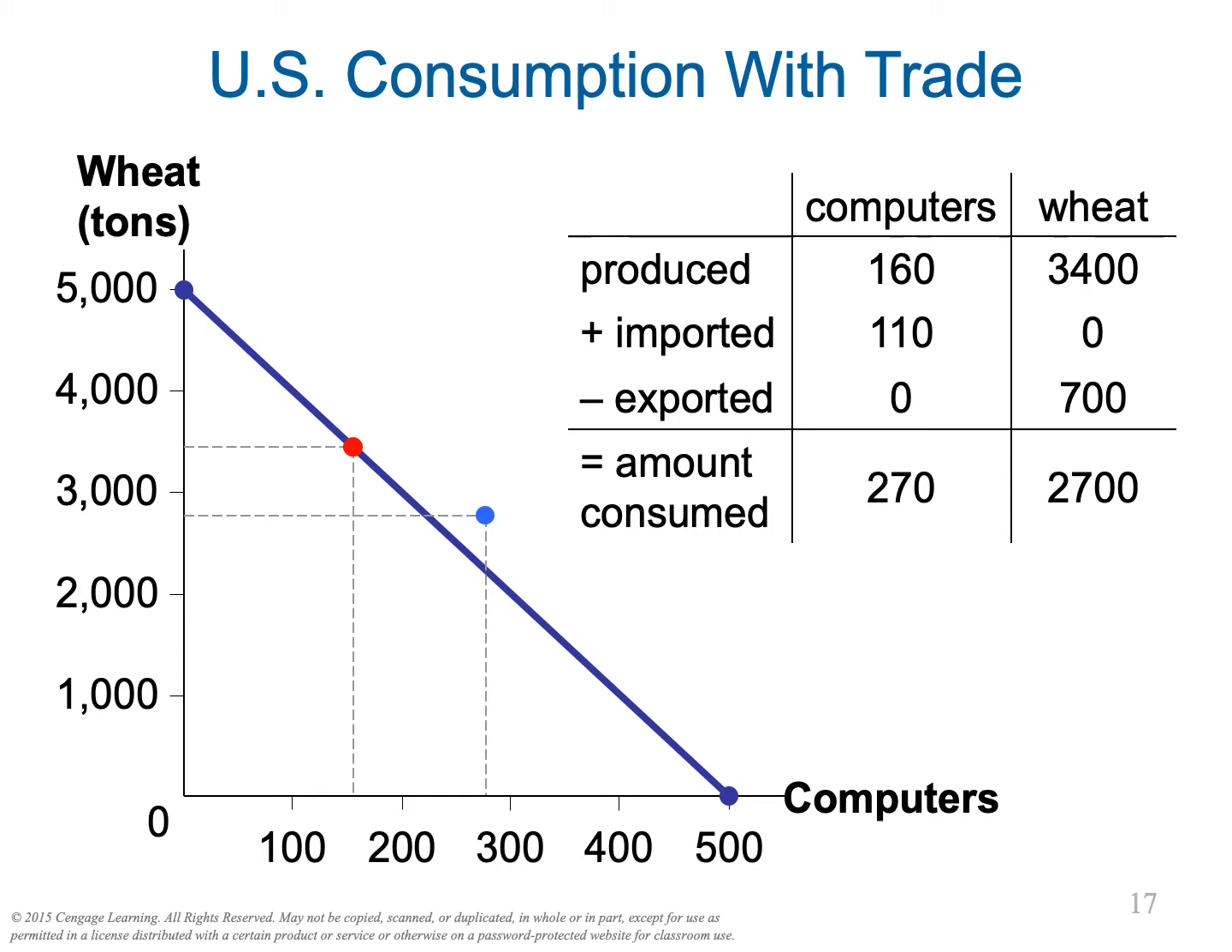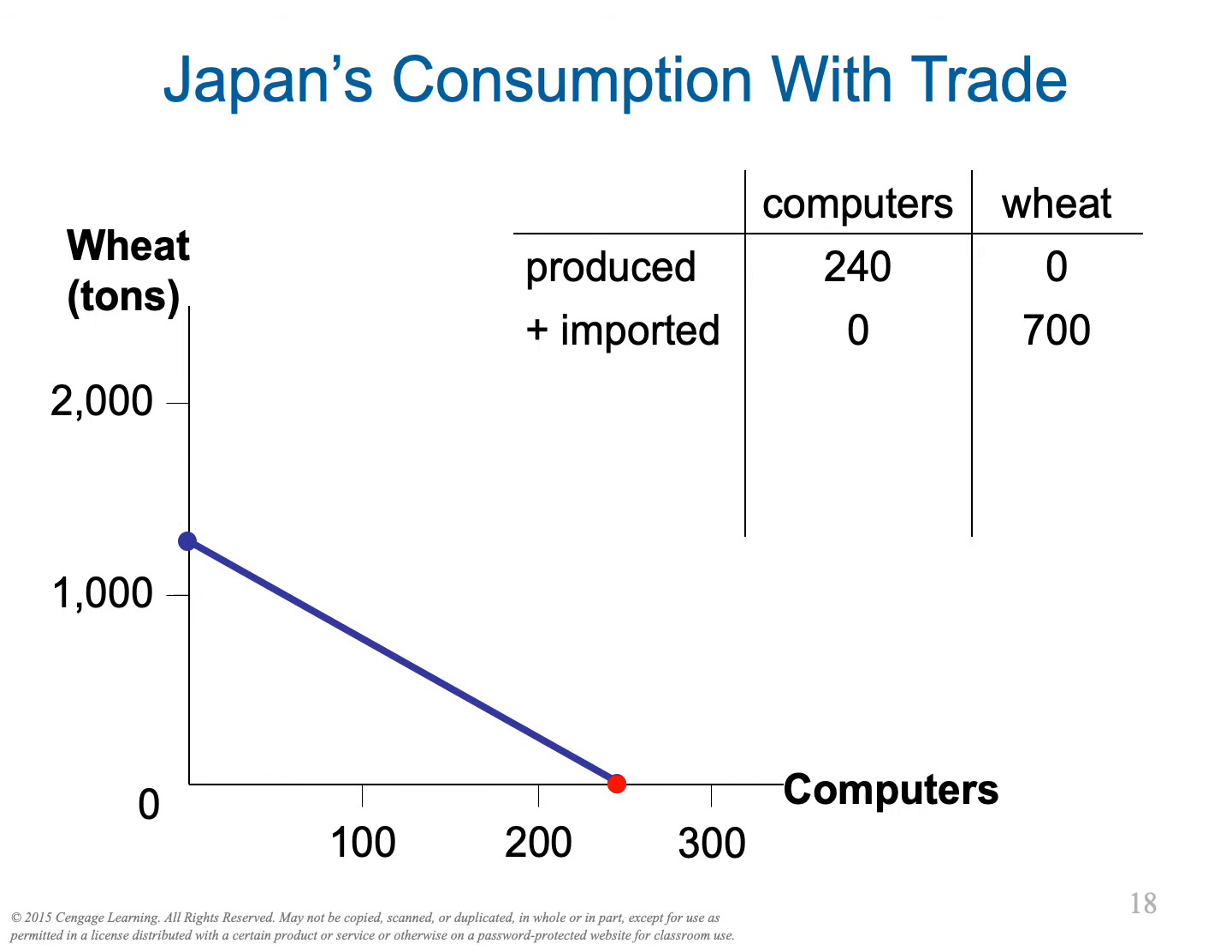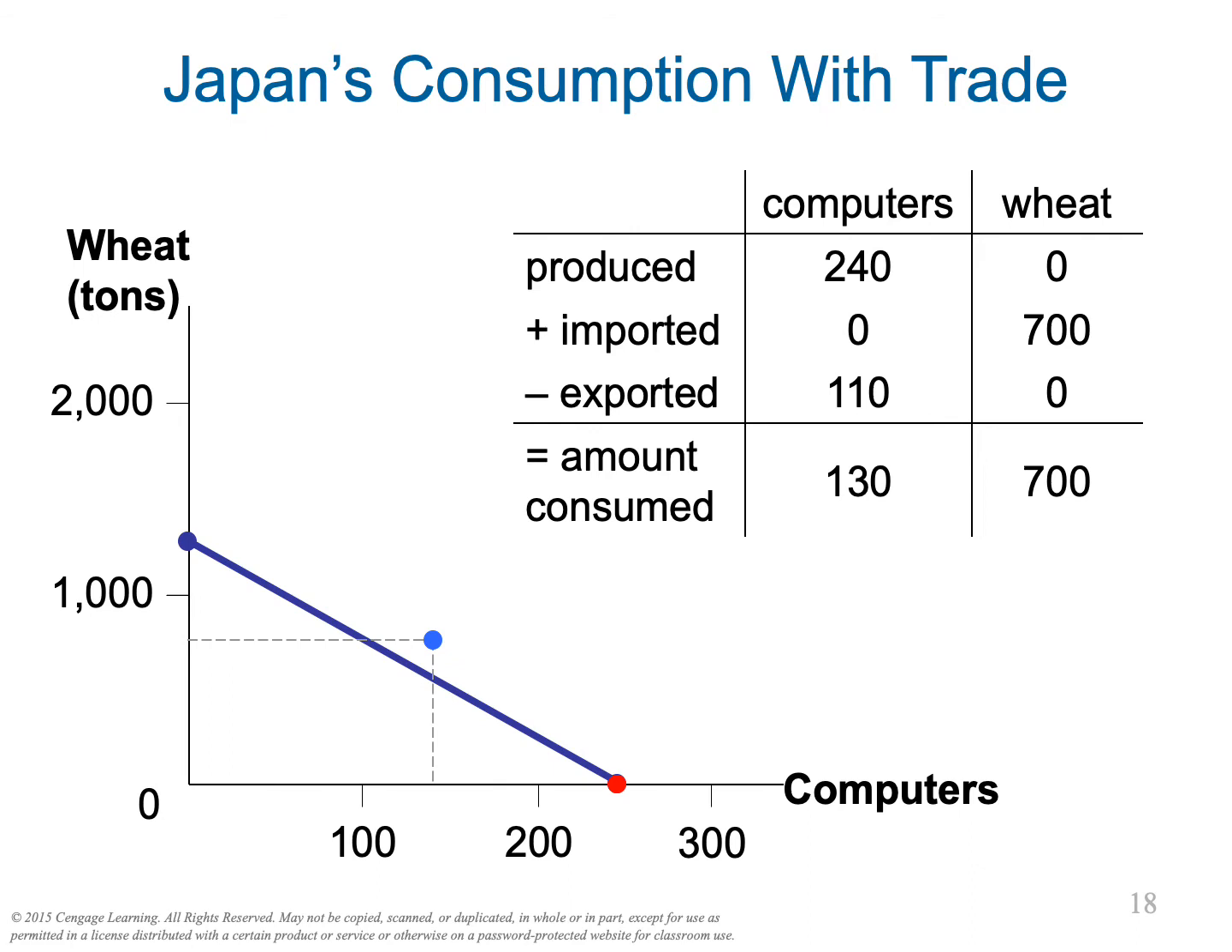And then let's look at Japan, see how they do. Here's where they produce originally, just 240 computers and zero wheat. They bring in 700 tons of wheat as an import from us, and they export 110 computers to us. So they end up with 130 computers and 700 tons of wheat. And just like the U.S., they are also able to get to a point outside of their PPF. So here we go. What we are seeing is that trade can make everyone better off.